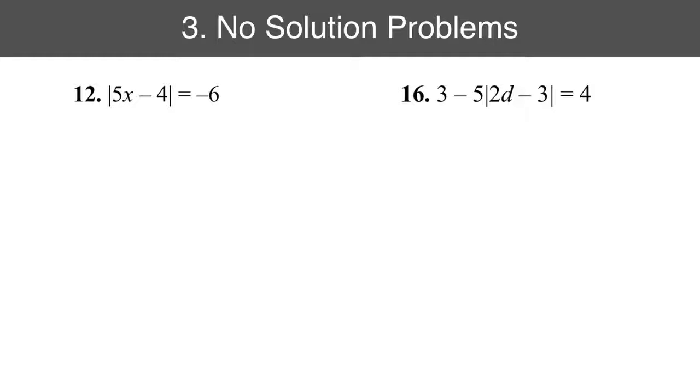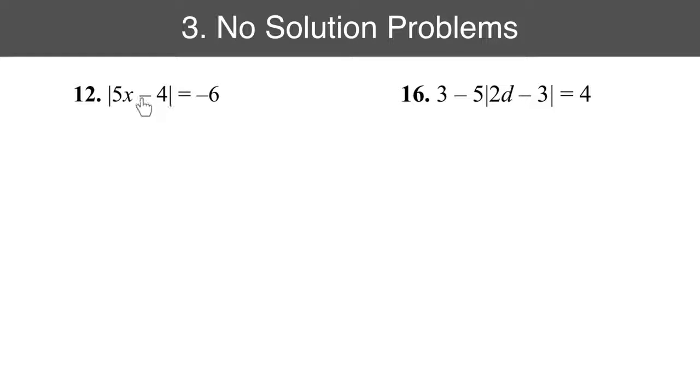So let's look at number 12 right off the bat. We have the absolute value of 5x minus 4 equals negative 6. Now, there's nothing for us to do. There's nothing outside the parentheses, outside the absolute values, so there's nothing to move first. So we just have an absolute value equal to a negative number.